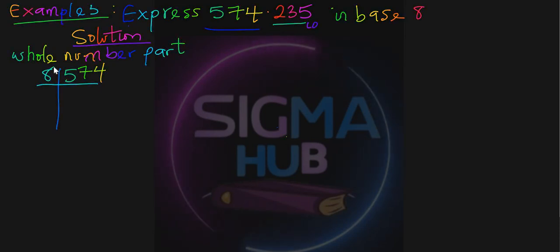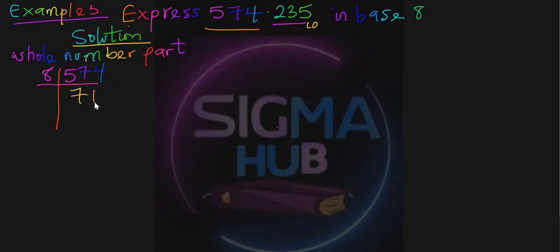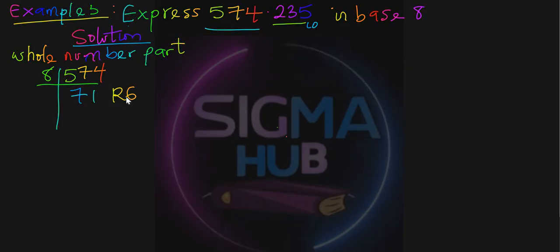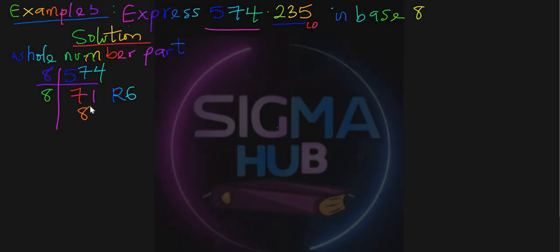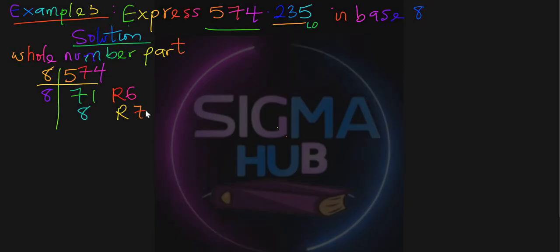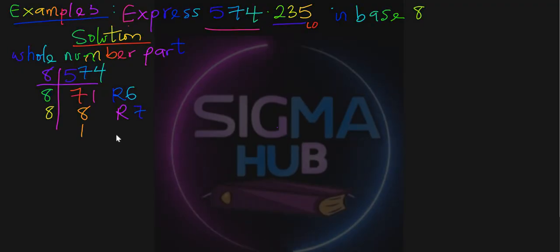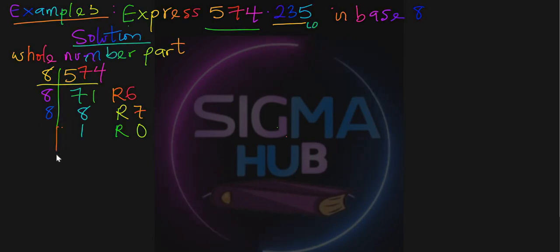574 divided by 8 is going to give us 71 with a remainder of 6. Again, 71 divided by 8 is going to give us 8 with a remainder of 7. Then 8 divided by 8 is going to give us 1 with a remainder of 0. There won't be any remainder.